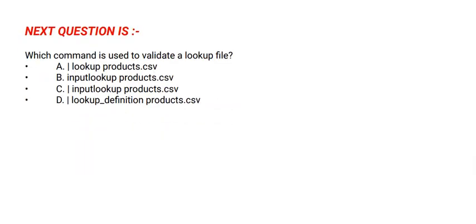Next question is, which command is used to validate a lookup file? Options are, option A, lookup products.csv. Option B, input lookup products.csv. Option C, input lookup products.csv. And option D, lookup definition products.csv. The correct option is option C.